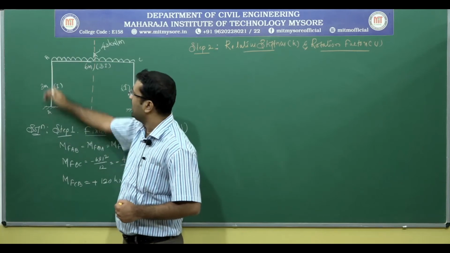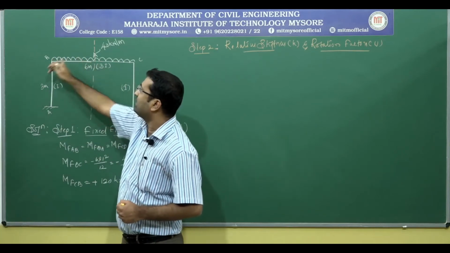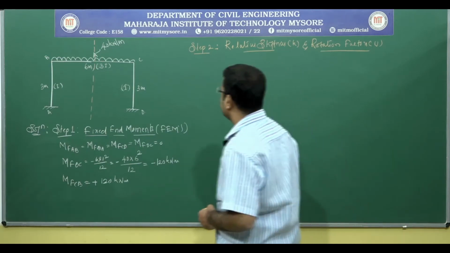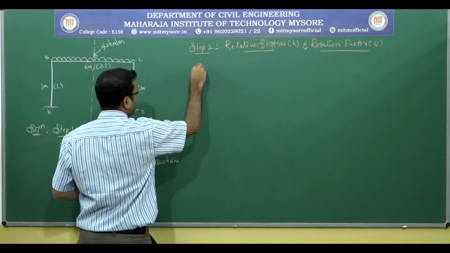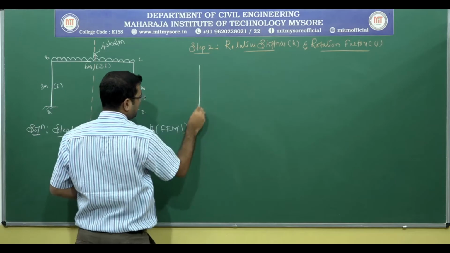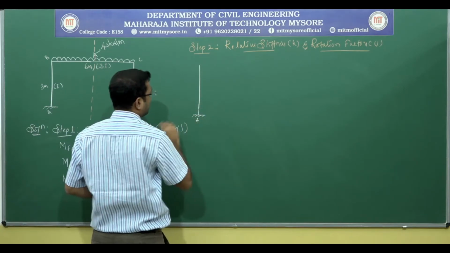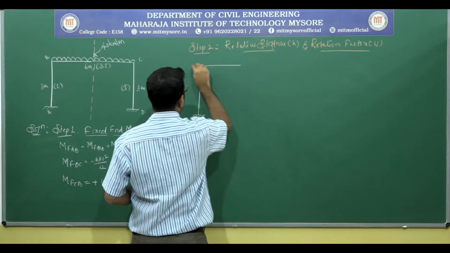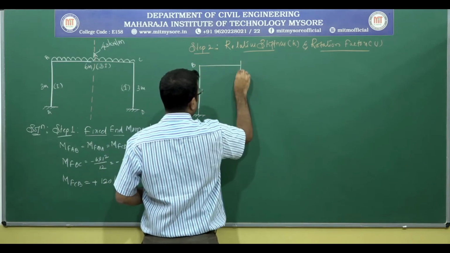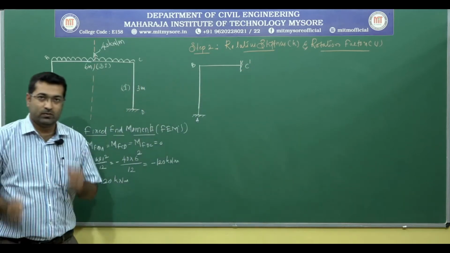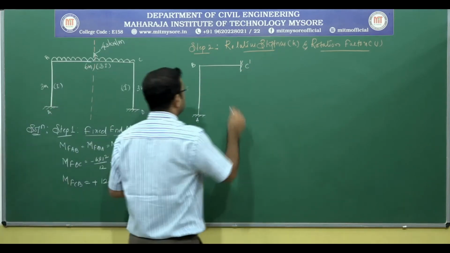So I will use AB and half of this BC member. Here, I am going to use this part. Let us say this is point A, this is point B, and this is a point C dash. I am using only the half part.